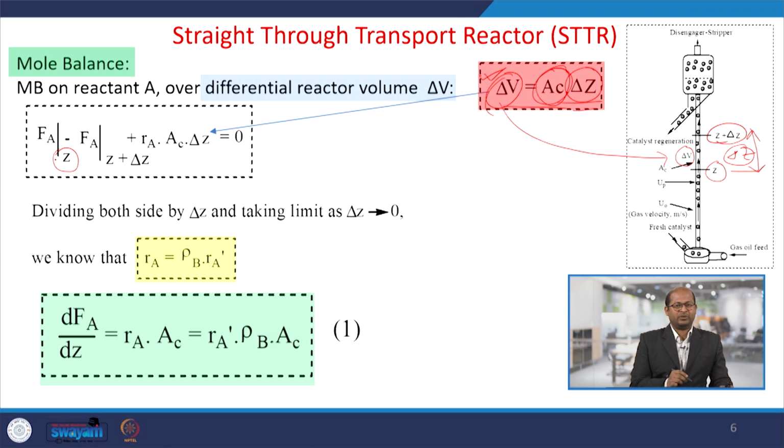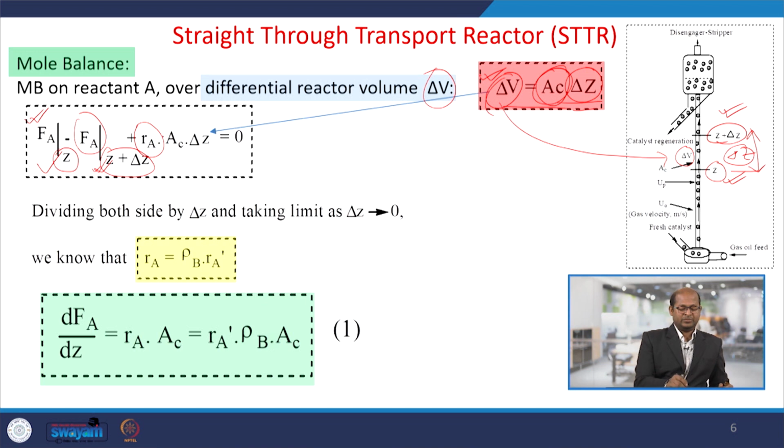for component A, that is the reactant. Now, at point Z the molar flow rate for component A equals FA at Z, and at the particular location Z plus delta Z, the molar flow rate of component A would of course be lower, since there is a reaction. Therefore, the molar flow rate at this location and at this location should be different. This is the inlet and this is the outlet for component A at those locations. So we are considering a small differential volume delta V.